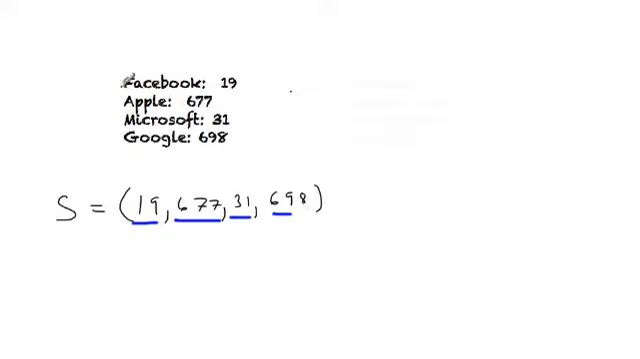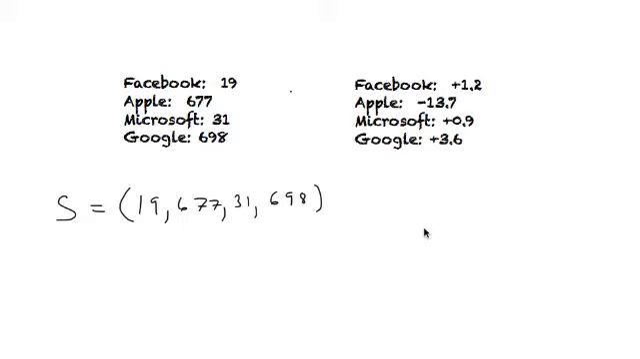Okay? Facebook is listed first, so I put Facebook in our list first. Google is listed last, so I put Google's price last. If I had switched the order of these around, it would have drastically changed the meaning of this object S. Now, what if I had at the same time another bit of information? We knew that on a particular day, this is how the stocks changed that day. Facebook went up by $1 or 1.2 points. Microsoft went up by 0.9 points, and you get the idea.